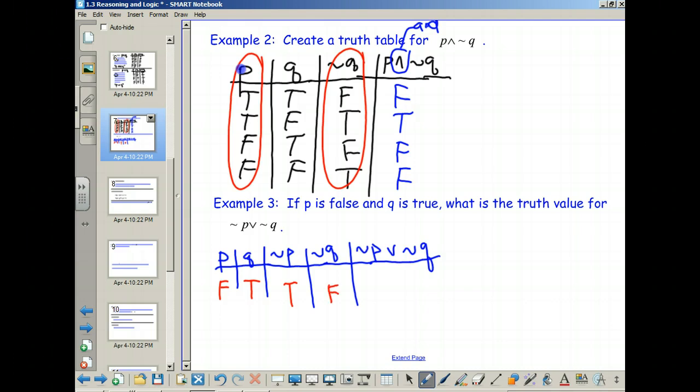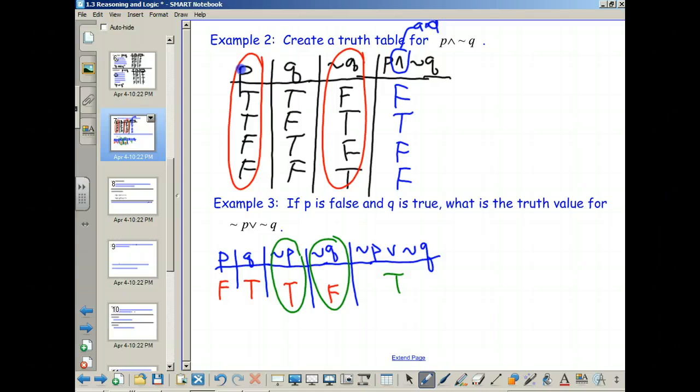Now this last column only refers back to the columns before, so I'm only looking at these two for the conjunction statement at the end. Sorry, the disjunctive statement at the end. I have a T and an F, and I have the word or between them. True. That is a true result. A true or false statement becomes true.